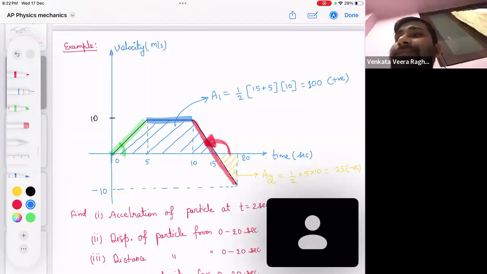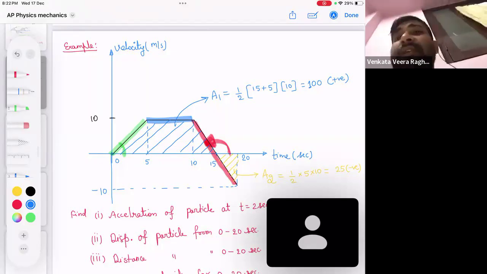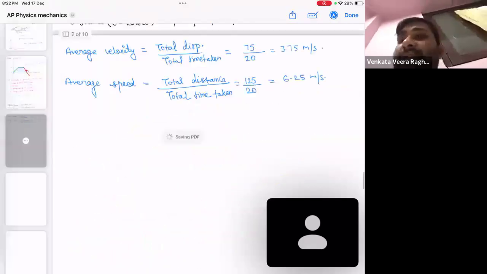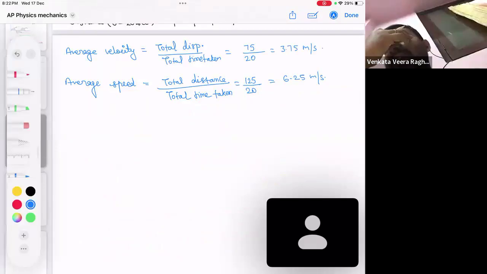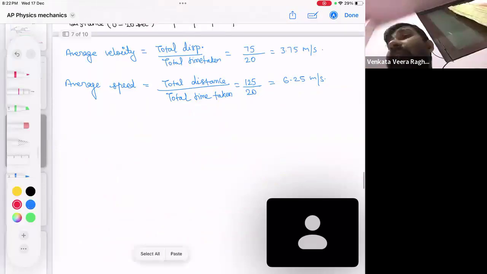Okay, so this is how we get the information from the graph. Let's discuss two more examples. Whenever you get a graph, always try to think: is the slope giving me something, is the area giving me something or not?